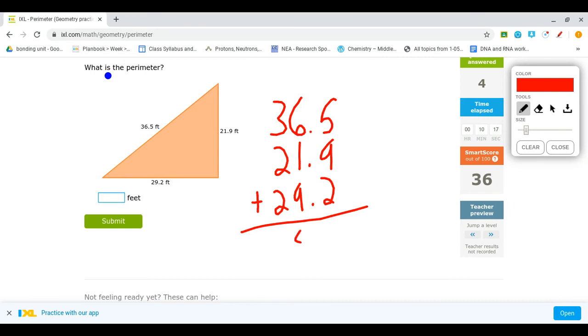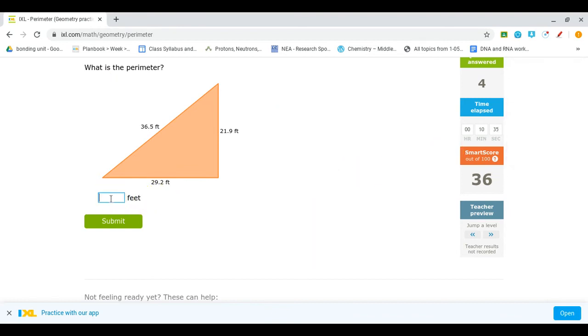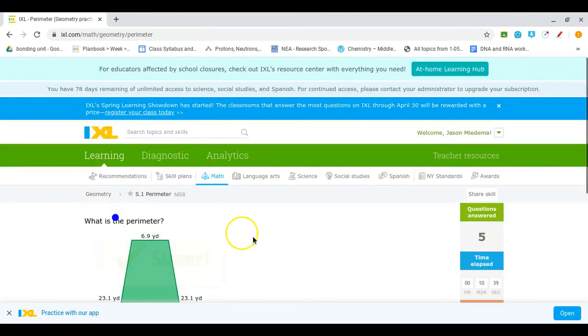I get 87.6. And that's feet. But just remember that when you put your answer, just put the numerical answer, 87.6. They already have the units feet there. We're going to go ahead and submit that.